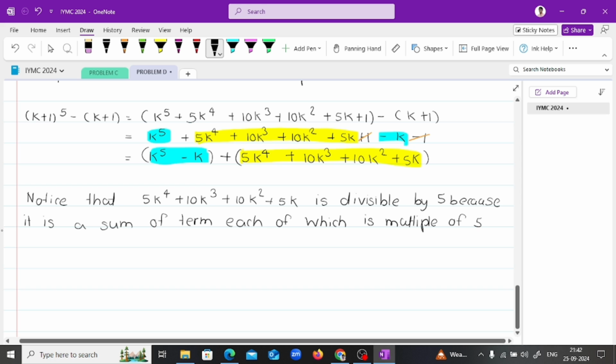Okay, because you can see it is 5k raised to 4, 10k cube plus 10k square plus 5. So we can bring 5 outside the bracket. If we are able to express any number as a multiple of 5, then that number is divisible by 5. So we will use that concept here.